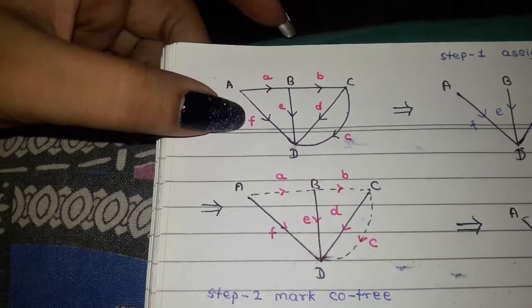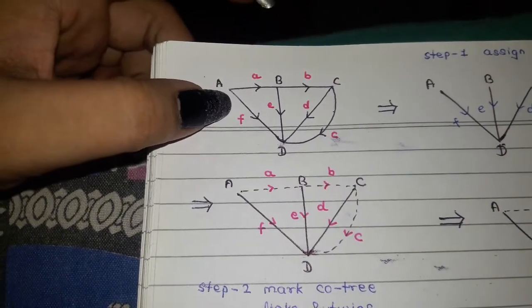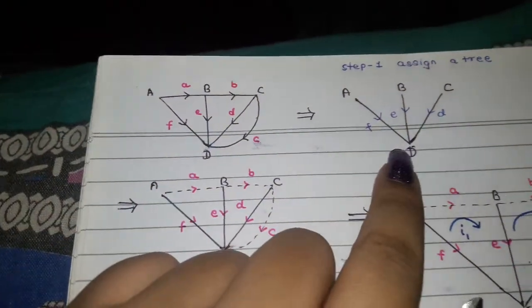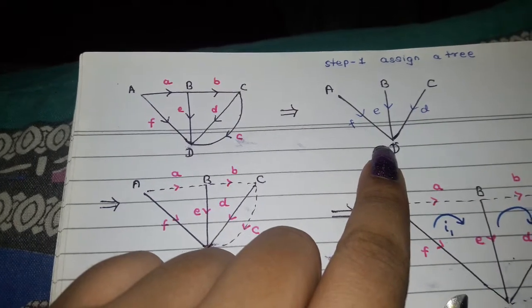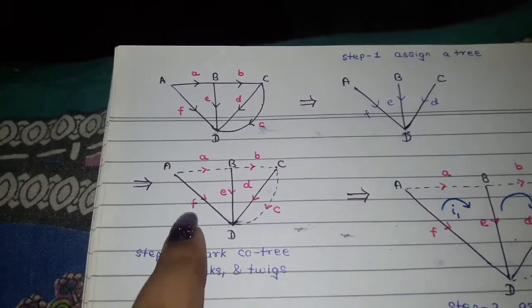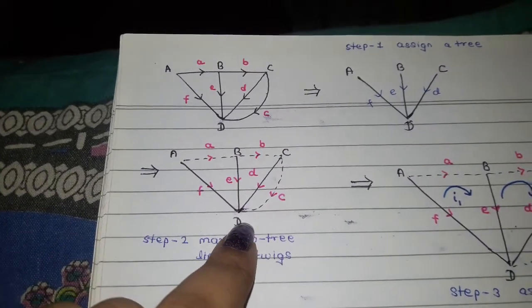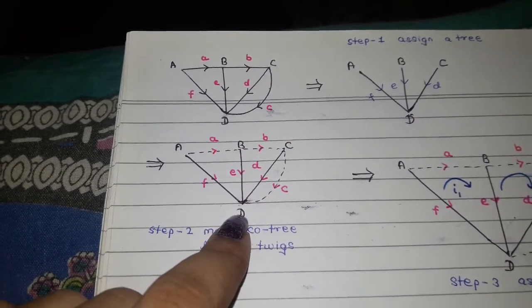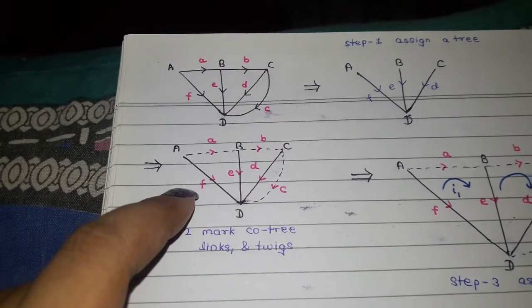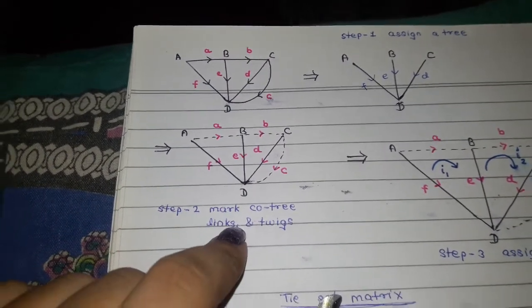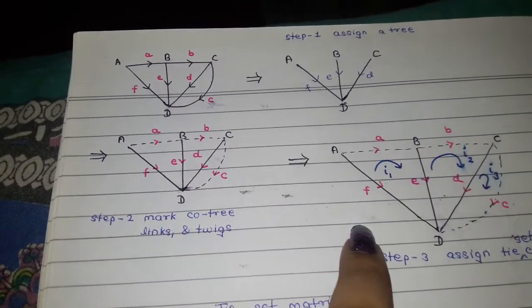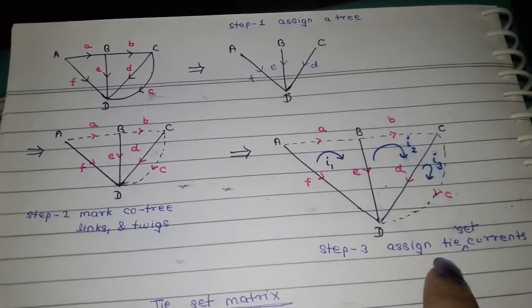This is your original graph. This is the question we are provided. Step 1 is to assign a tree, whatever tree of your choice. Then you are going to mark the co-tree and twigs. You can go to part 1 if you don't understand what a tree, co-tree, links and twigs are. Now we are going to assign tie set current.